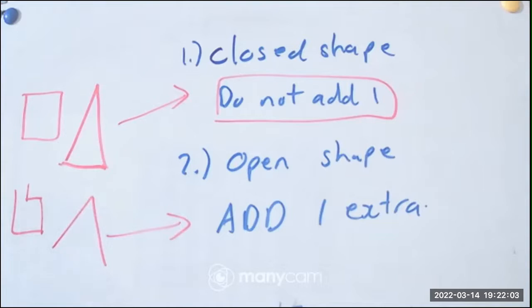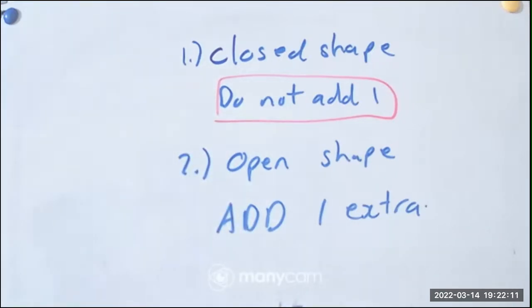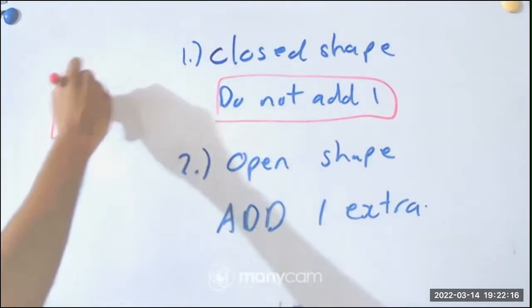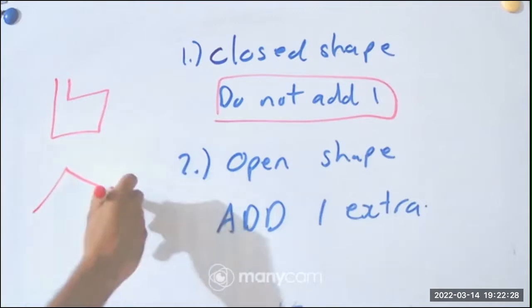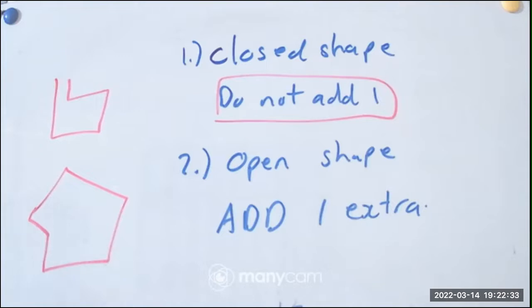Yes, sir. Okay, good. So let me do a couple examples again, right? So you tell me if I'm adding one or if I'm not adding one. So that's the first one. Adding one, right? Because it has a gap here, right? Yes. Don't worry about the shape, right? You just tell me if you're adding one or if you're not adding one. Not adding one, right, because it's a closed shape here.